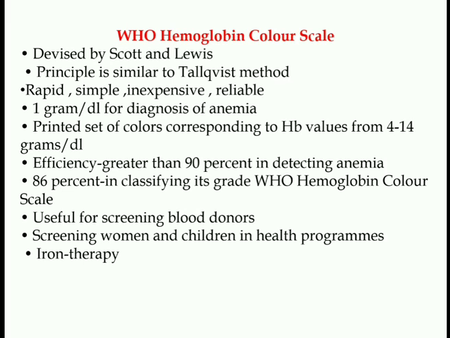Next we have is hemoglobin color scale, that is WHO hemoglobin color scale. This was devised by Scott and Lewis. The principle is similar to that of Tallqvist method. It is a rapid, simple, inexpensive and reliable method. This is used for diagnosis of anemia. Printed set of colors corresponding to hemoglobin varies from 4 to 14 gram per deciliter.